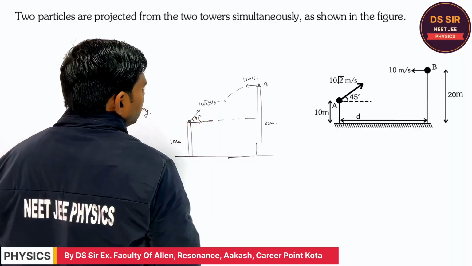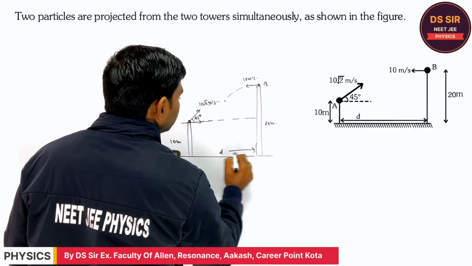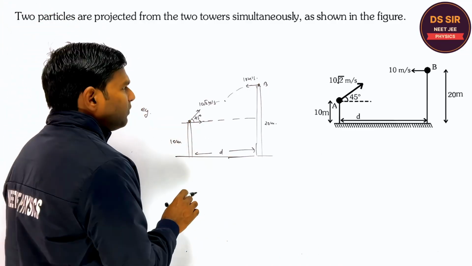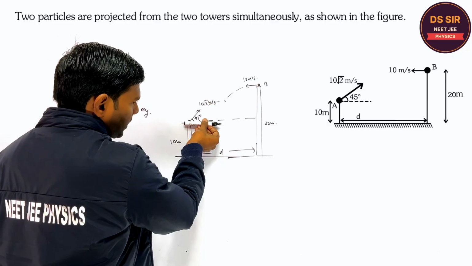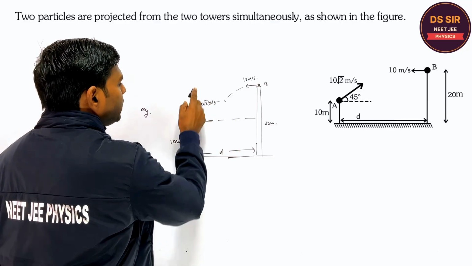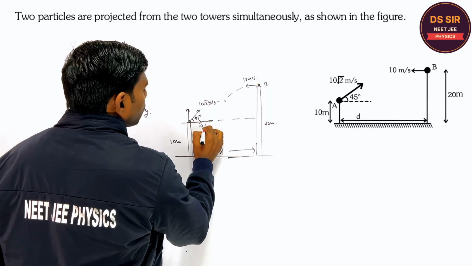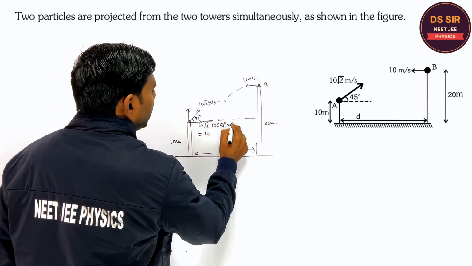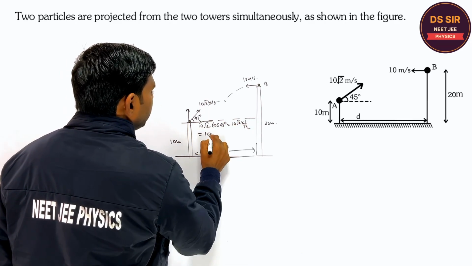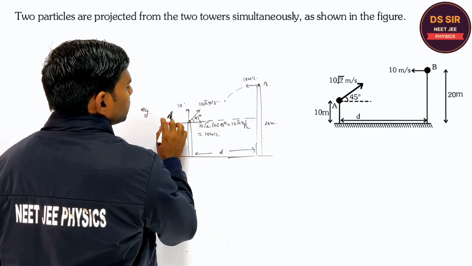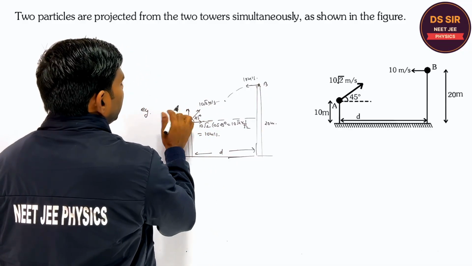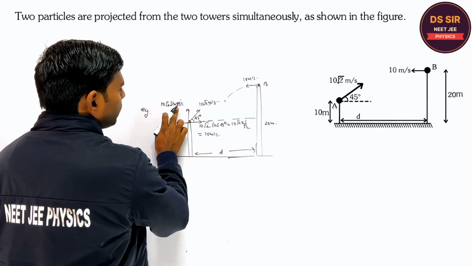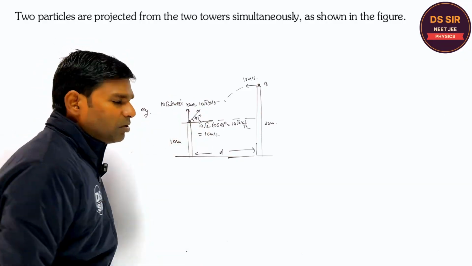Is it clear? They are asking for the separation between them for collision. First I will check the horizontal and vertical components. So this is 10 root 2 cos 45. The cos 45 value is 1 by root 2. So it is 10 root 2 into 1 by root 2, so it is 10 meter per second. In the same way, this component is 10 root 2 sin 45. The sin 45 value is 1 by root 2. It is 10 meter per second. Is it clear or not?